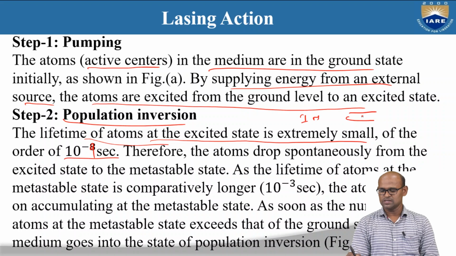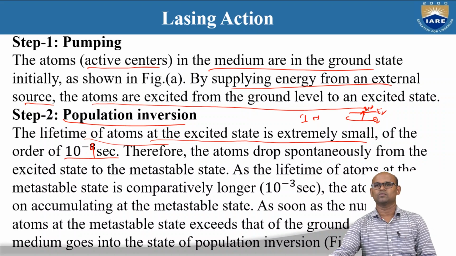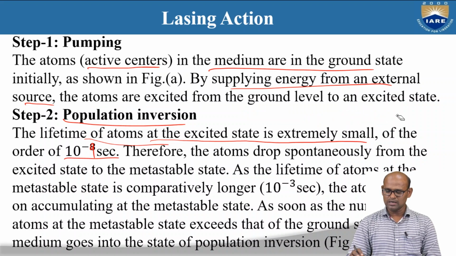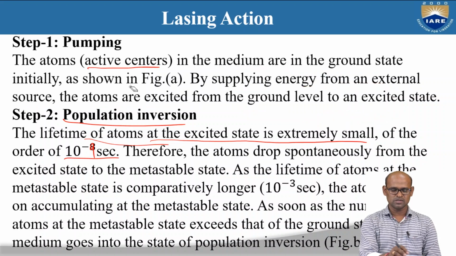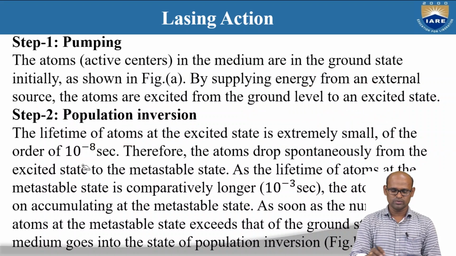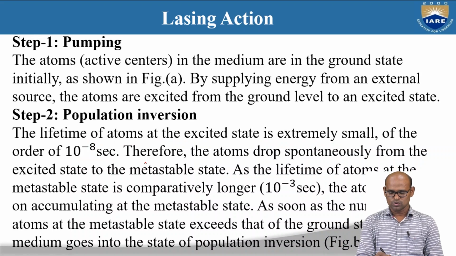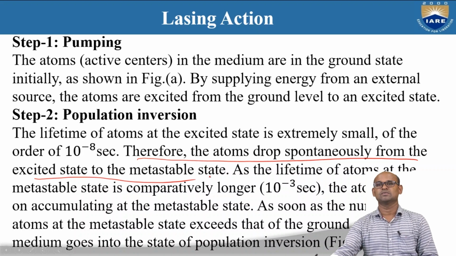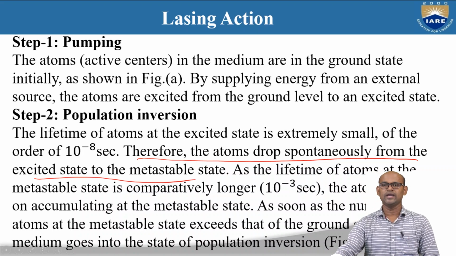Once the atoms are excited from the ground state to the higher energy level, the excited state, they are going to stay there for 1 nanosecond. After 1 nanosecond, they are going to come down to the ground state. If you do not have a state in which atoms are going to stay for a longer time, you are not going to achieve population inversion. Therefore the atoms drop spontaneously from the excited state to the metastable state in 1 nanosecond.